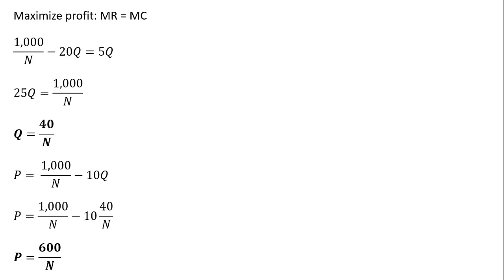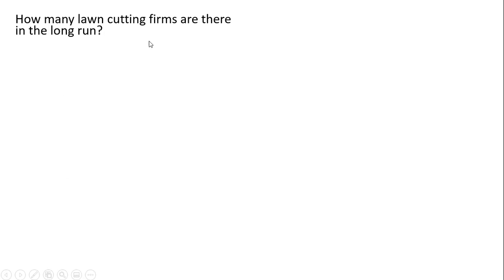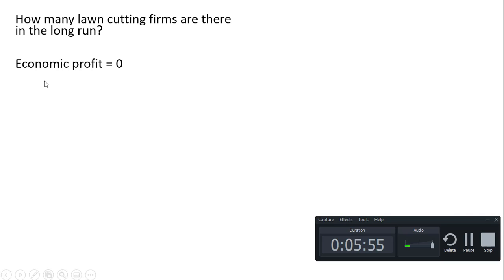The next thing I want to do with this problem is to find how many lawn cutting firms there are in long-run equilibrium. The key thing about monopolistic competition, just like perfect competition, is that economic profit is zero in the long run. Firms just make a normal rate of return. So economic profit equals zero when price equals average total cost. The price per unit equals the cost per unit, so the firm will be making zero economic profit. The price we found in the last slide is 600 divided by n, and on the first slide, we found average total cost.